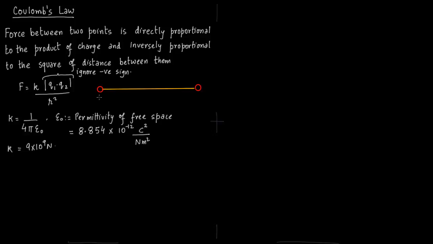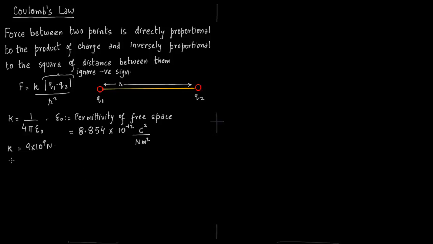Now we are just drawing the figure for the force. There are 2 charges, Q1 and Q2, both of them are point charges and they're separated by a distance R, and the magnitude of the force between Q1 and Q2 is given as K times the absolute value of Q1 Q2 divided by R square, and the proportionality constant K is 9 into 10 to the power 9.